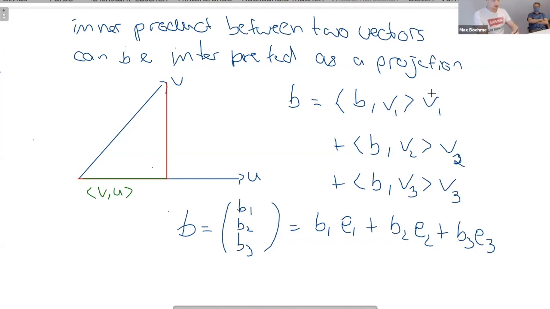And if I want to represent B in the V base, these numbers in the vector would simply be the inner product, these coefficients before the base vectors. So this would be the V representation in the V base.